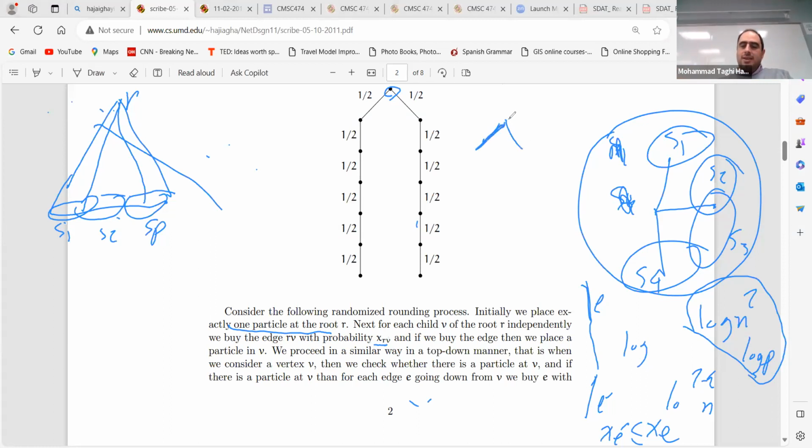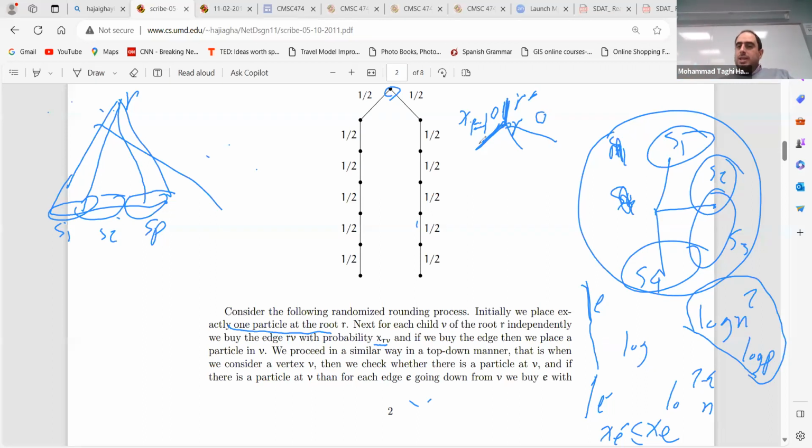You may consider this root R, put another root R prime before that, since the cost of this edge is 0, and X_E of this edge is equal to 1. If you consider it this way, then it's more general: X_E of this edge is 1, so R prime is always coming to R, and you want to connect R prime. So this is R, and this is one particle here at root R.